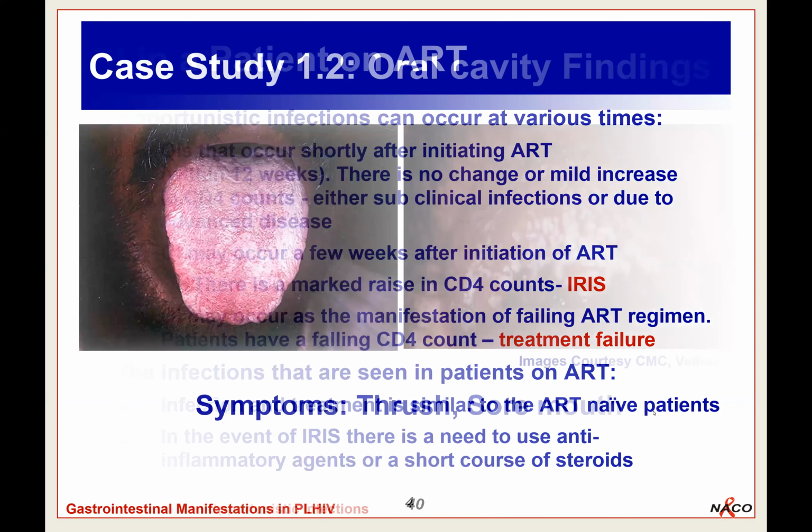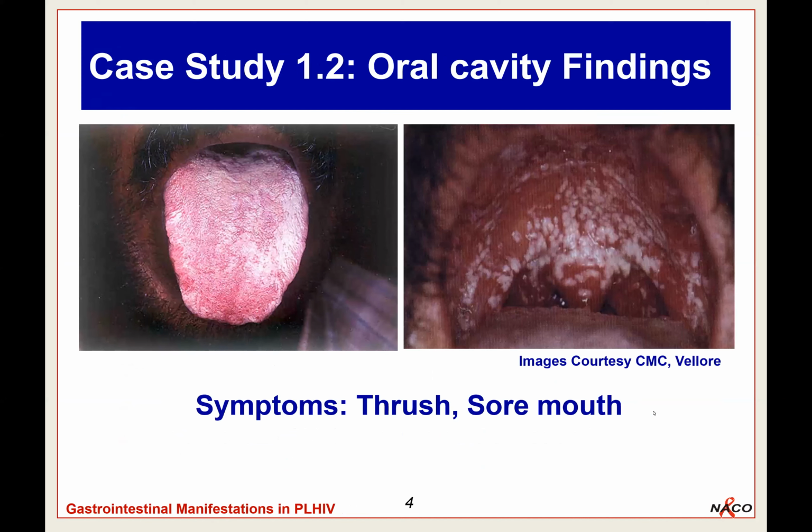You might remember seeing this slide before also. This is oral candidiasis or oral thrush. If you look at this, this is a very typical curd-like appearance in the mouth. It is treated with fluconazole, 100 milligram once a day for 7 days. Usually it is enough. If it is esophageal candidiasis, you can give 200 milligram OD fluconazole for 2 to 3 weeks sometimes.